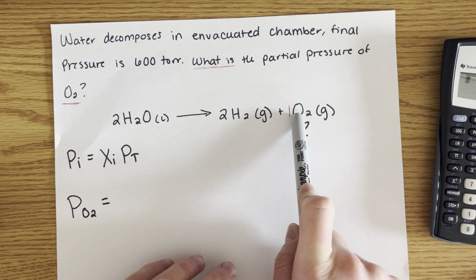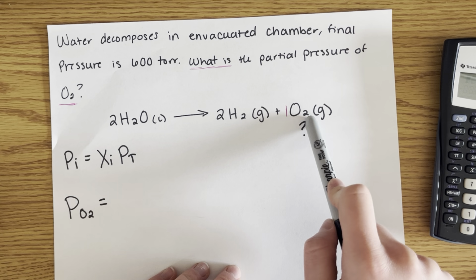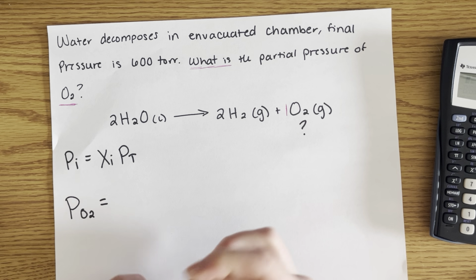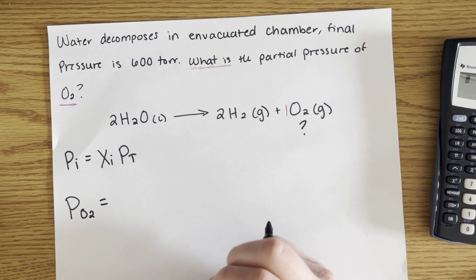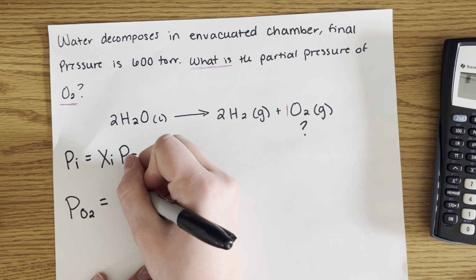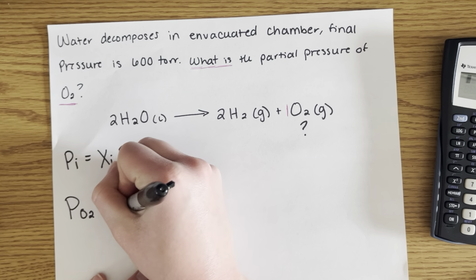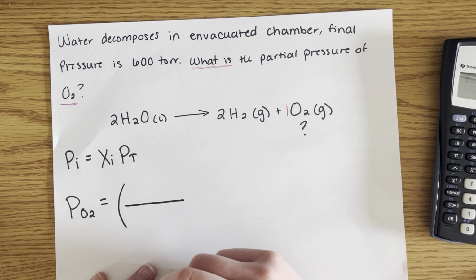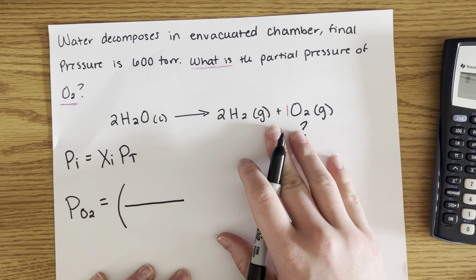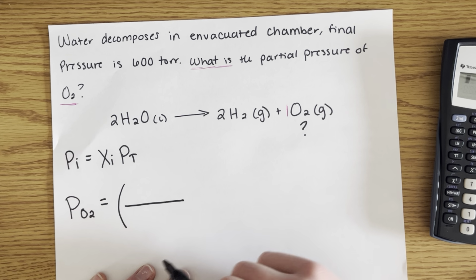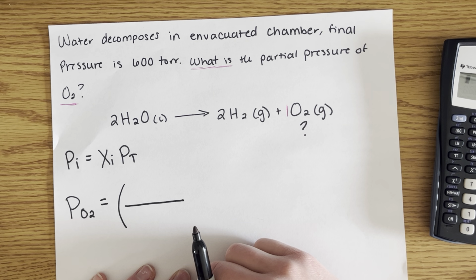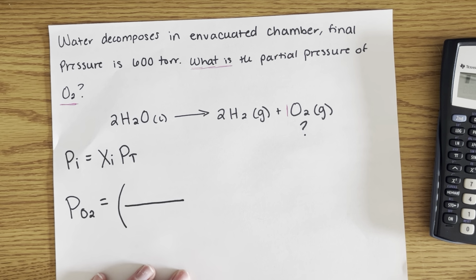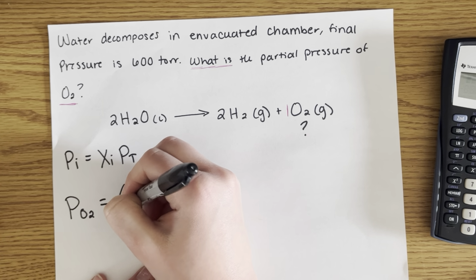So we're trying to find the partial pressure of O2, which we have here. So what would be our number of moles of O2 in this chamber? Because that's what we're trying to find. We need our moles of our element over our total number of moles. Well, based on our equation, we know that there's 1 mole of O2 gas in this chamber after the water decomposes. So that's what would be on the top.